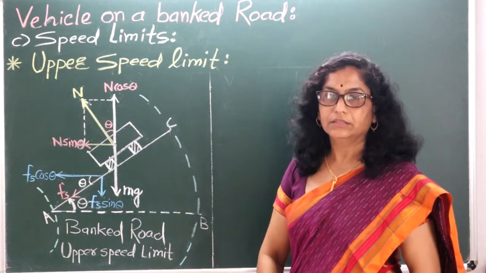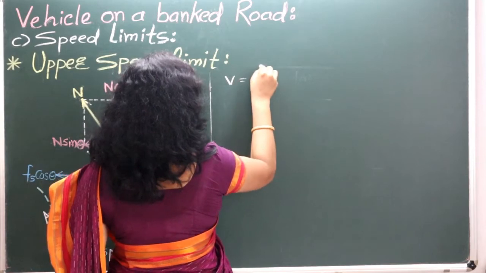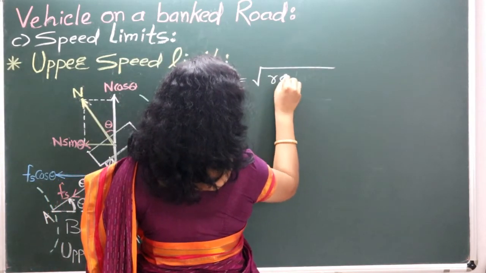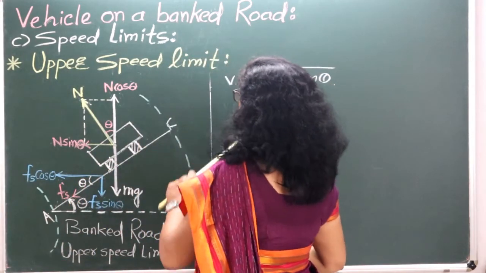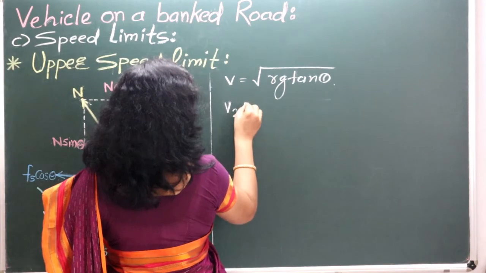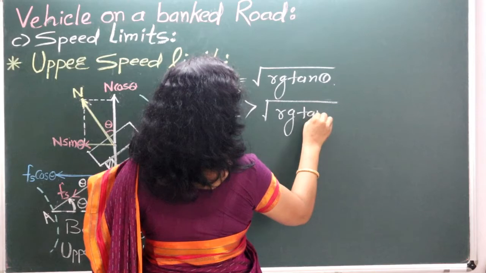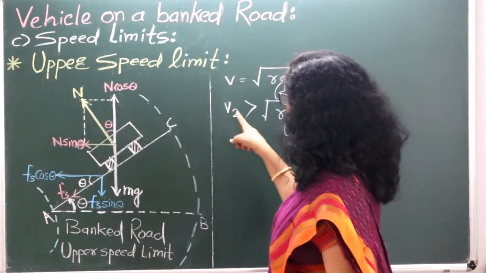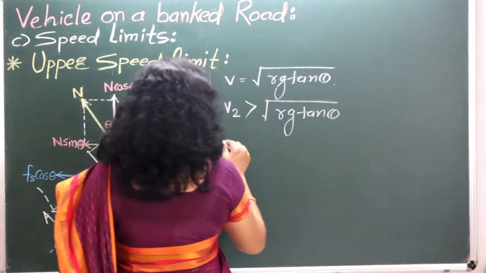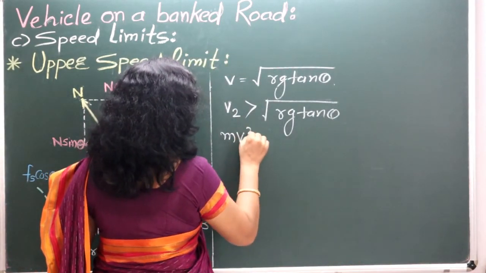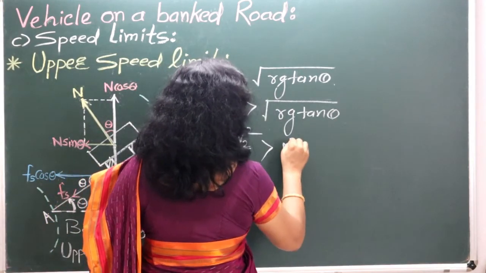We know that the equation for the most safe speed is v equal to square root of r g tan theta. And for the upper speed limit, let v2 be the upper speed limit. v2 is greater than root of r into g into tan theta. Here it is the upper limit, and that's why v2 is greater than this most safe speed. We also write like this, that is m v2 square upon r is greater than this component, that is N sin theta.